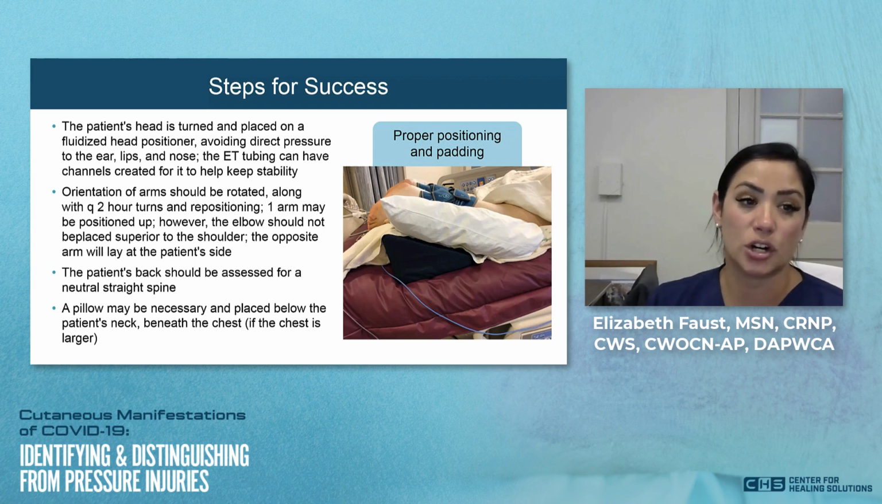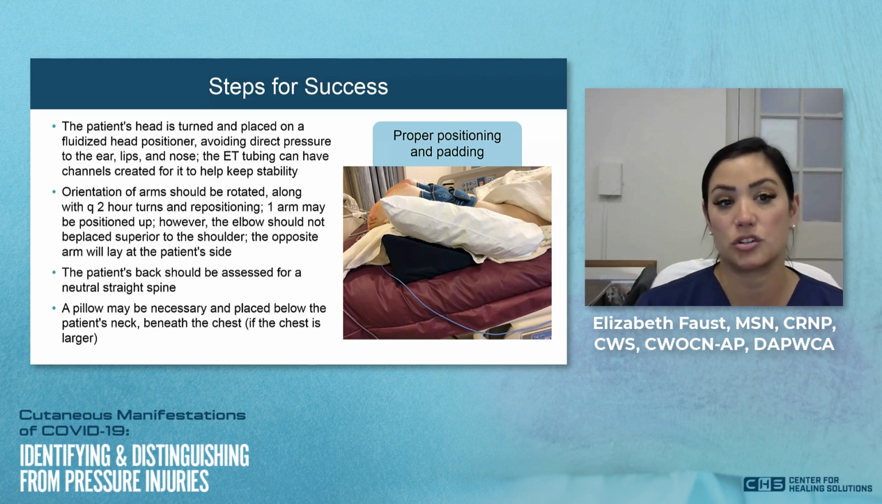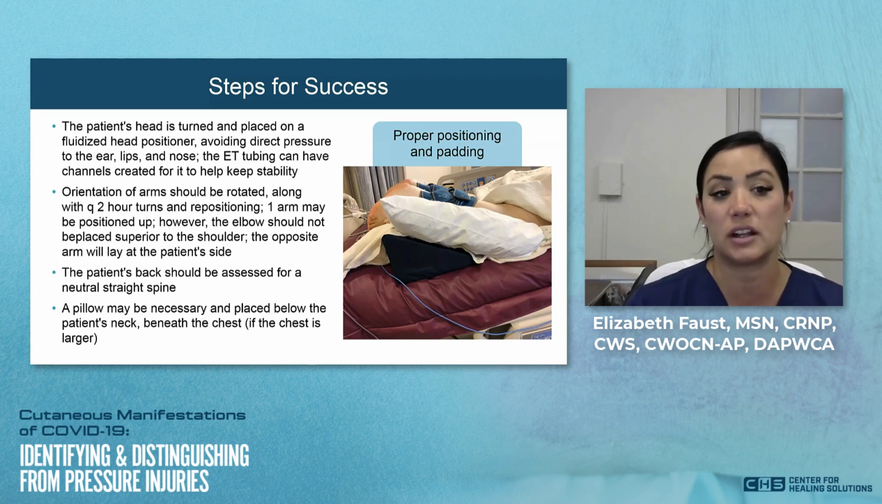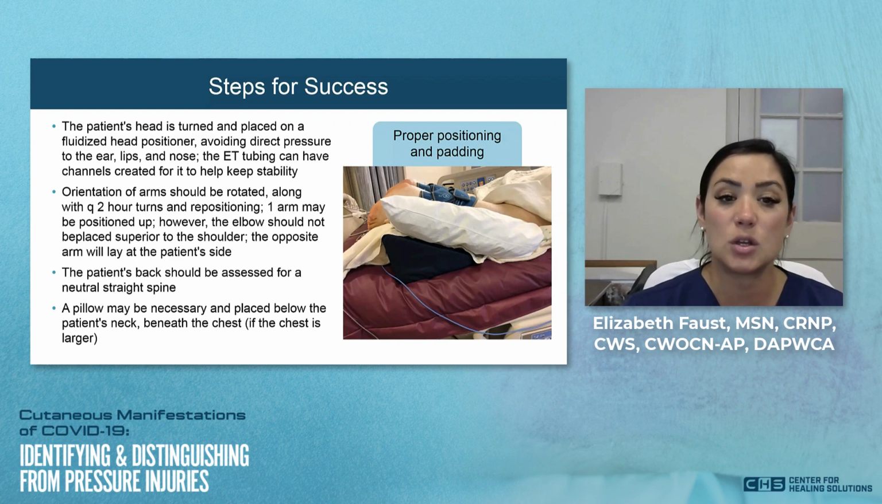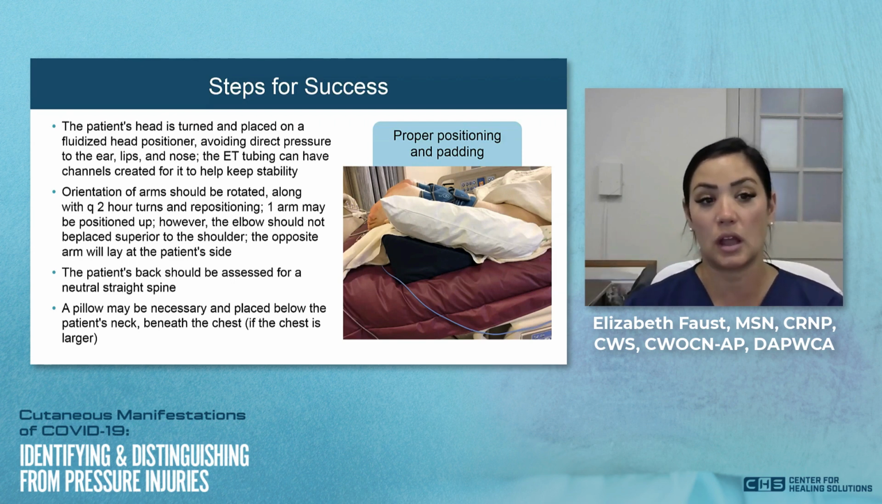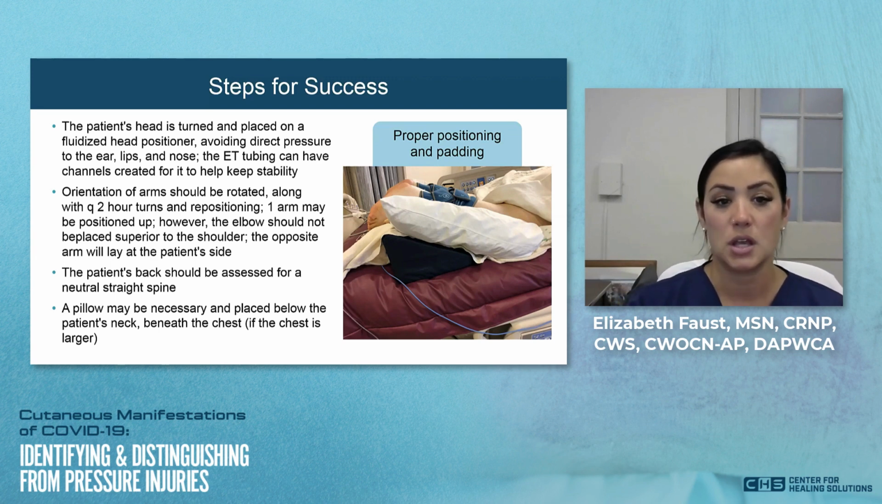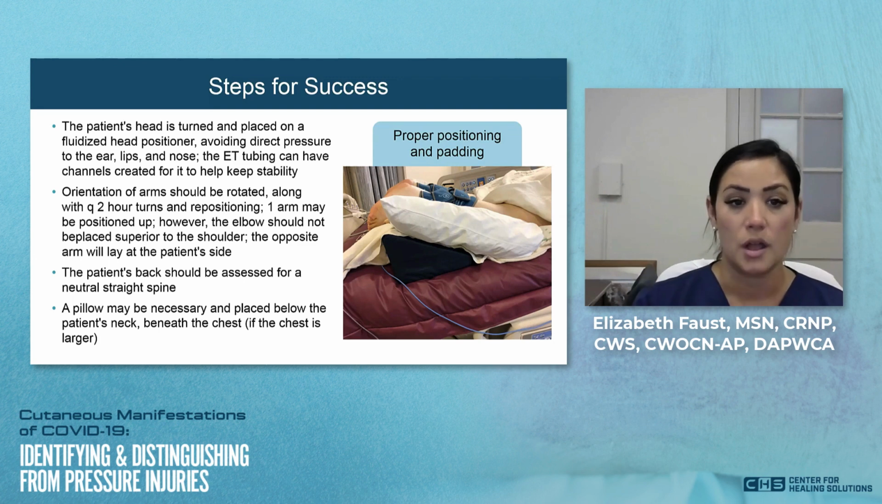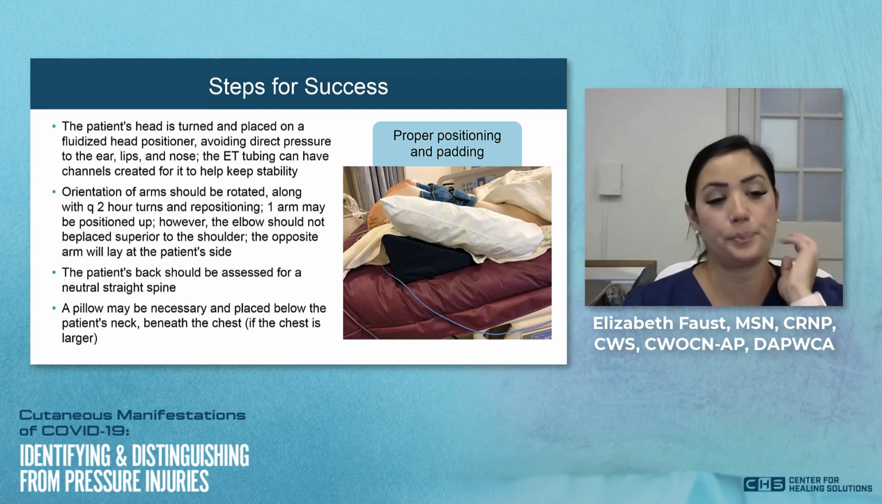The patient's head is turned and placed on a fluidized head positioner should avoid direct pressure to the ears, lips, and nose. The ET tubing can have channels created within that positioner, which really helps create stability. The orientations of the arm should be rotated along with the head every 2 hours. One arm may be positioned up, however, the elbow should not be placed superior to the shoulder, and then the opposite will lay at the side. So again, that swimmer's position.